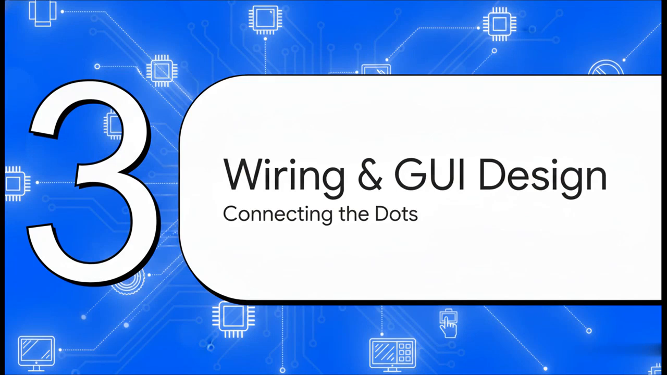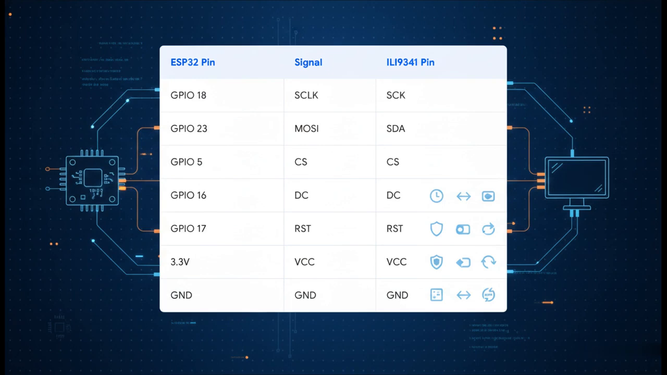Okay, part 3, wiring and UI design, connecting the dots. So establishing the SPI data highway between the ESP32 and the display requires some very specific pin connections. We're looking at things like GPIO 18 for the clock and GPIO 23 for data. SPI is just incredibly fast, which makes it perfect for pushing pixel data to a screen to draw our graphics. We also rely on dedicated pins for chip select, data toggling, and reset. These are the vital control lines that keep our display perfectly, seamlessly synchronized with our microcontroller.